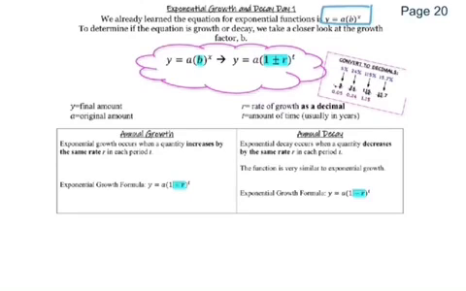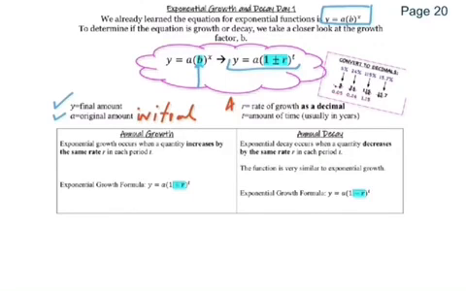To determine if the equation is a growth or a decay, we need to take a closer look at the growth factor, which is also referred to as b. Now, the formula we're going to be using for all of the word problems is y equals a(1 plus or minus r) to the t power, where y is the final amount, a is the original amount. The word you're going to be seeing a lot is initial amount as well, which is the same as the original amount. The r is referred to as the rate, and the t would be the time.